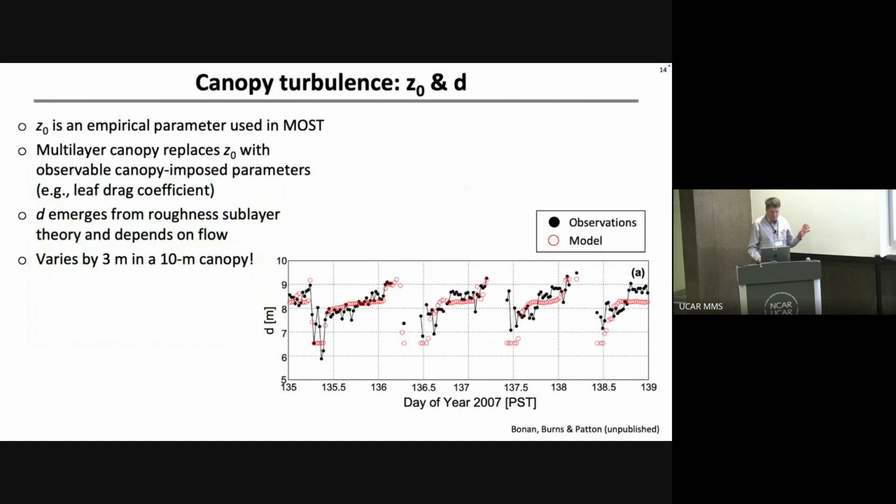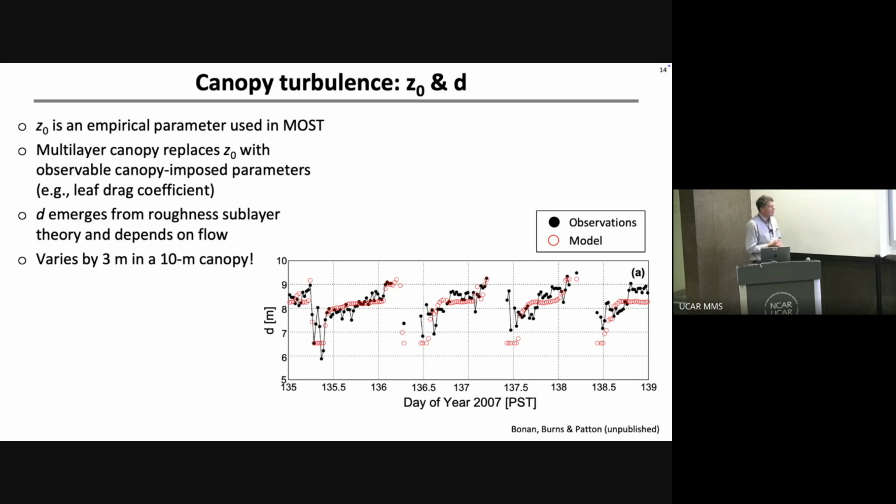The other example I want to get into on this is roughness length and displacement height. Because the roughness length, just everybody to remember, is an empirical parameter used in the Monin-Obukhov similarity theory. The multi-layer canopy replaces that with observable canopy-imposed parameters, in particular a leaf drag coefficient. And then the key point I want to say here is this displacement height emerges from the roughness sublayer theory, and it depends on the canopy flow.